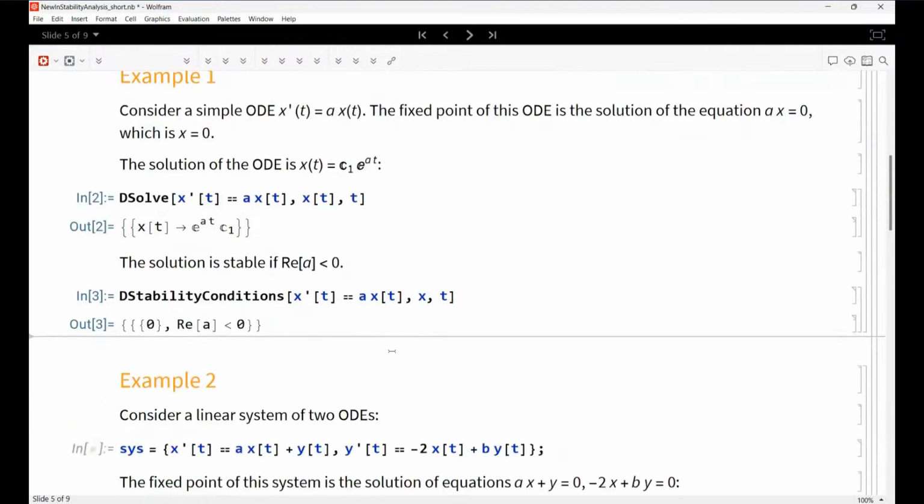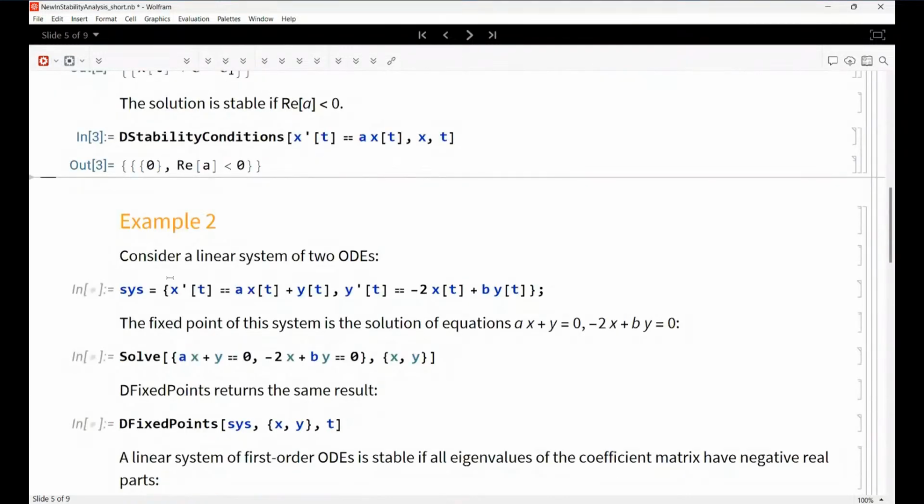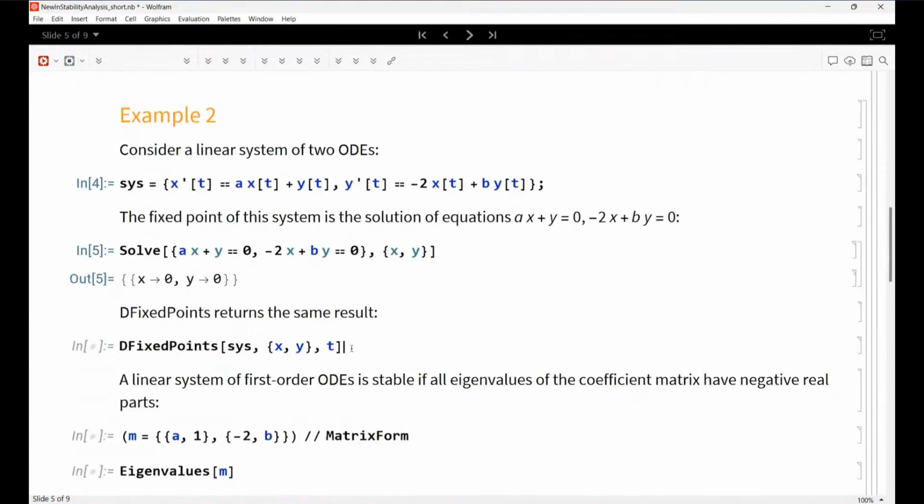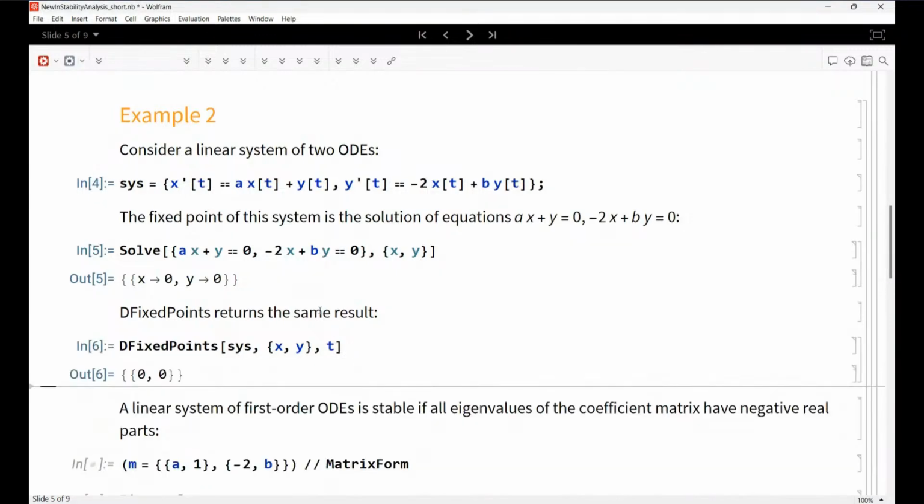As a next example, let's consider a simple system of 2 linear first order ODEs. And we have also 2 parameters here, a and b. The fixed point of this system is the solution of the following equations, and the solution is x = 0, y = 0, and FixedPoints returns the same result.